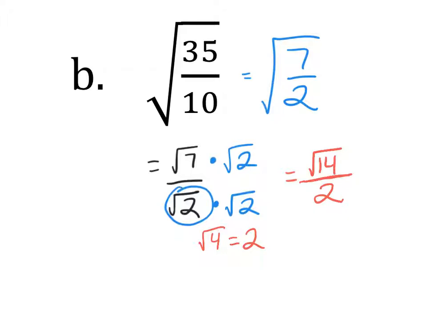Can I divide 14 and 2? No, this is in a square root, and this is not. Can't do that. Square roots protect numbers. You can only do stuff if everything's in a square root or if everything's not in a square root. So that means this is our final answer. You cannot divide or multiply if one number is inside a square root and the other number is outside of a square root. Any questions?